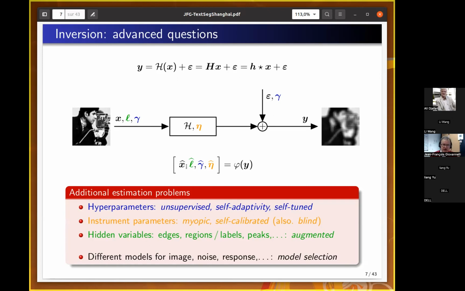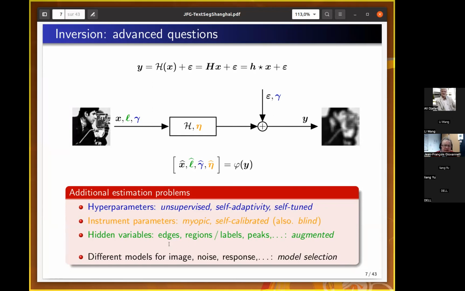And the third one is the green one. It is about extra parameters, for example, to model edges, peaks, regions. It is about hidden variables, and we talk about augmented problems. For my talk, it will deal with labels to model image segmentation.